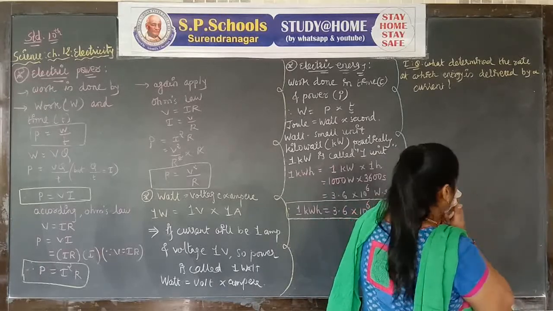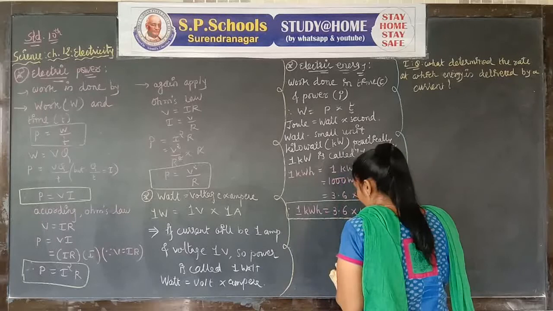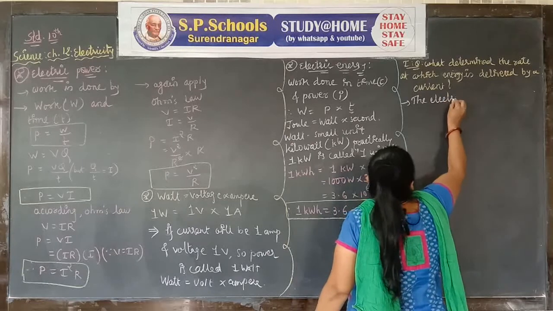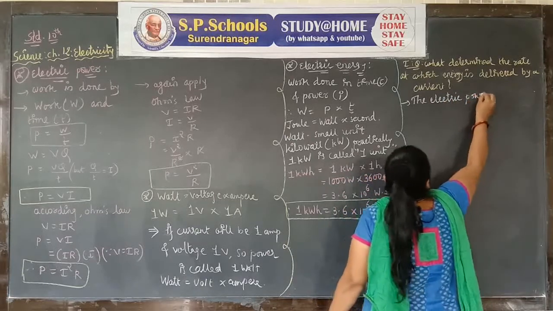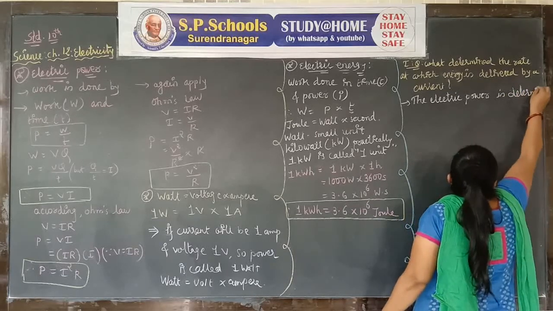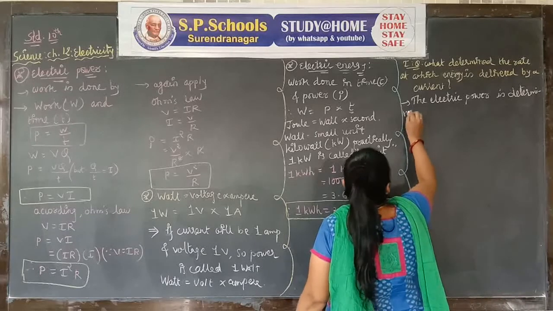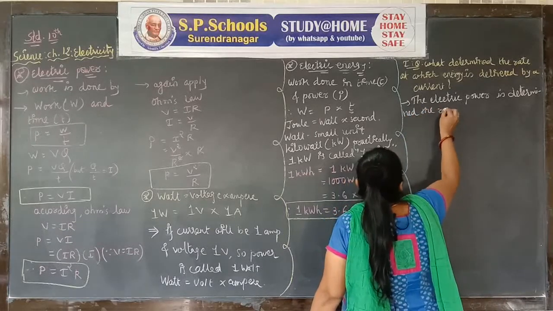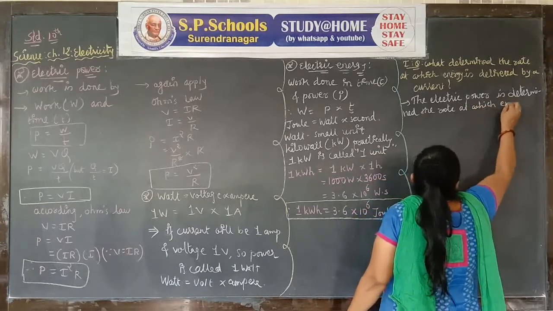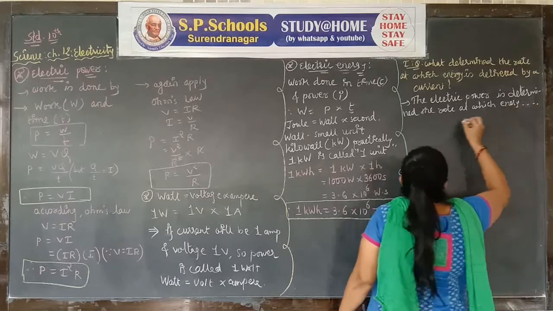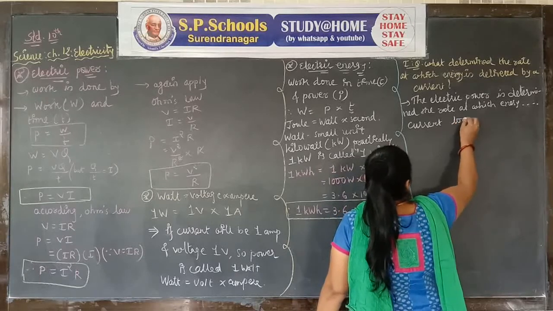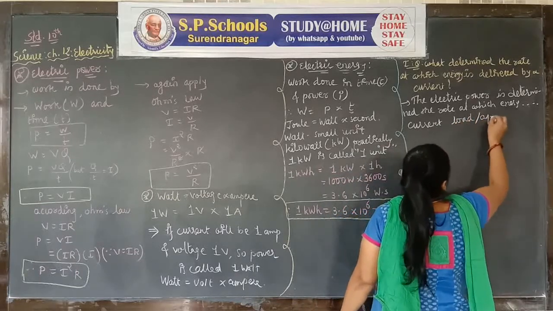So as we know, the answer is electric power. The electric power is determined by the rate at which energy is delivered by a current according to load or appliances.